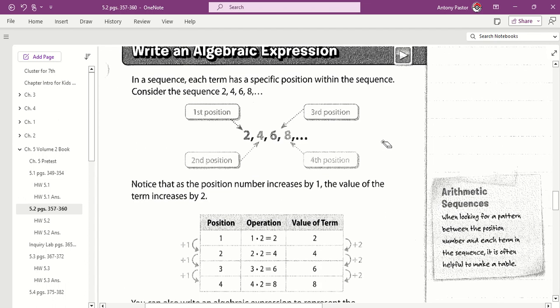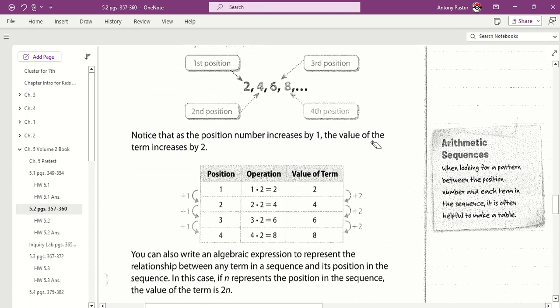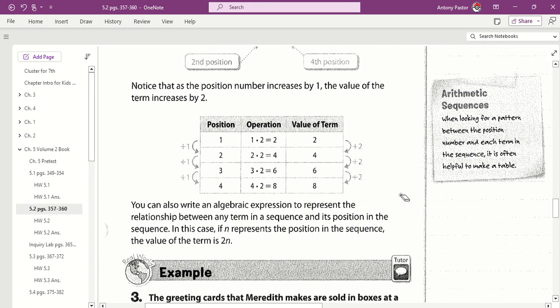Write an algebraic expression. In a sequence, each term has a specific position within the sequence. Consider the sequence 2, 4, 6, 8. So 2 is the first position, 4 second, 6 third, 8 fourth position. Notice as the positions increase by 1, the value increases by 2. They want us to write an algebraic expression to represent the relationship between any term and the sequence.